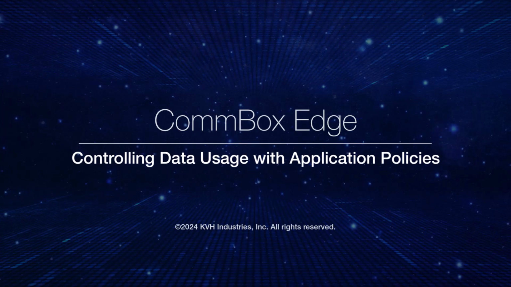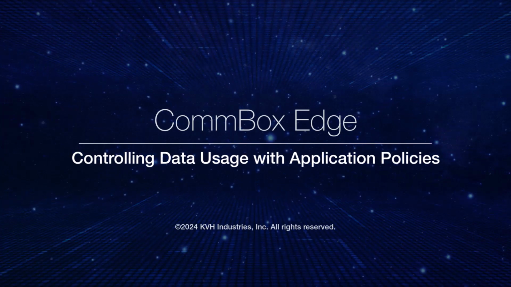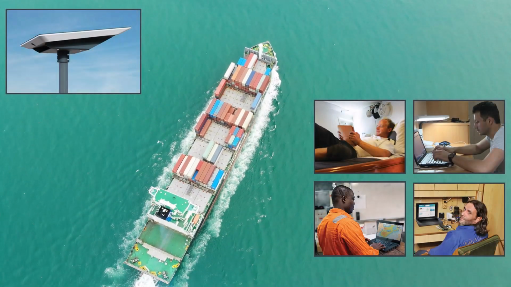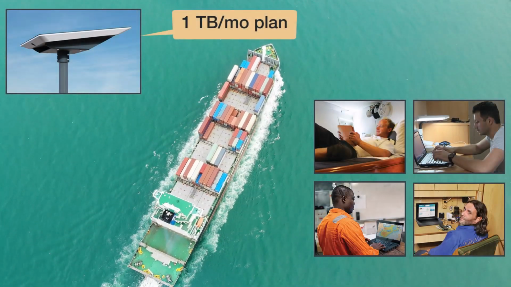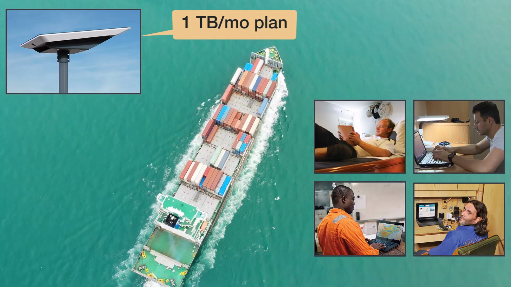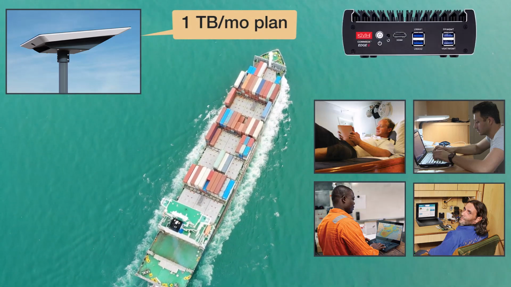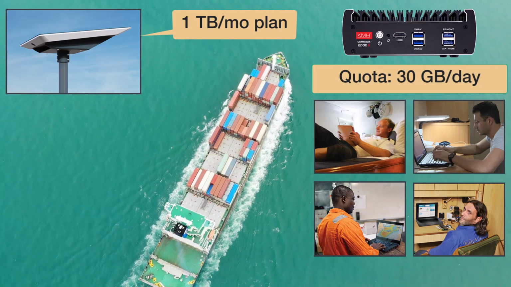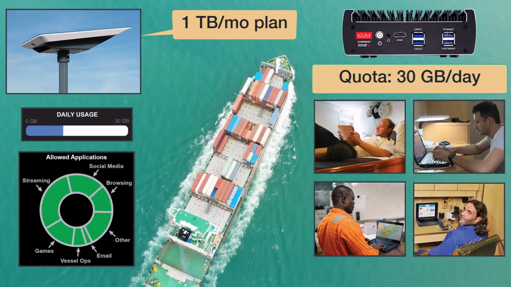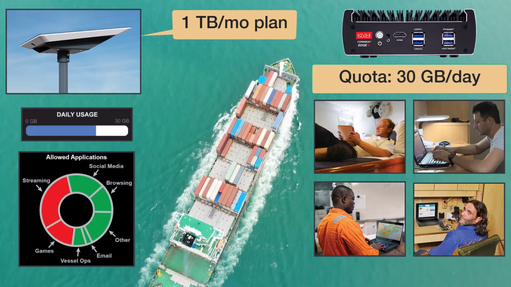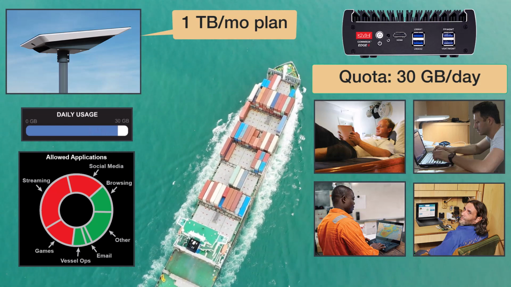This video shows you how to control data usage by restricting access to certain applications. In our example, the vessel's crew uses a Starlink subscribed to a 1 TB monthly plan. Therefore, we will configure the CommBox Edge to allow the crew to use 30 GB per day. We will also gradually block more high bandwidth applications as the crew uses more of the day's quota.